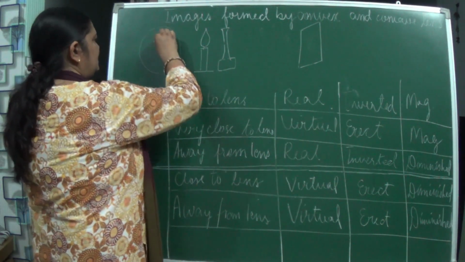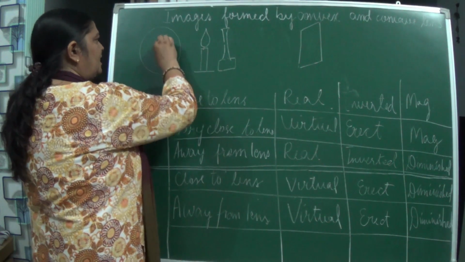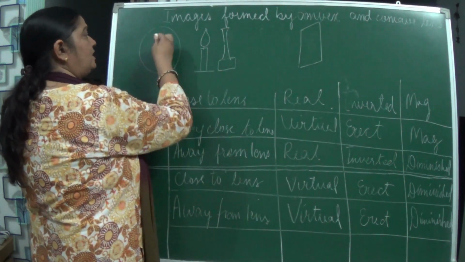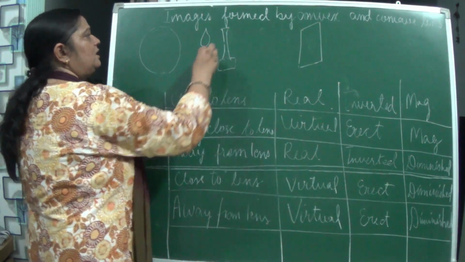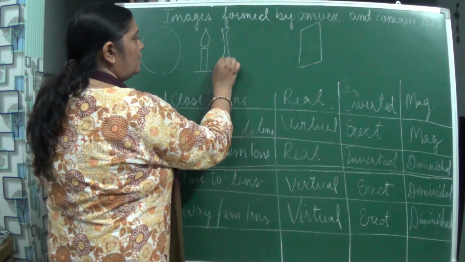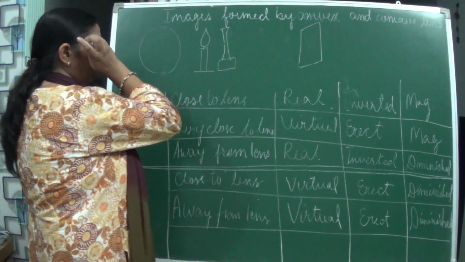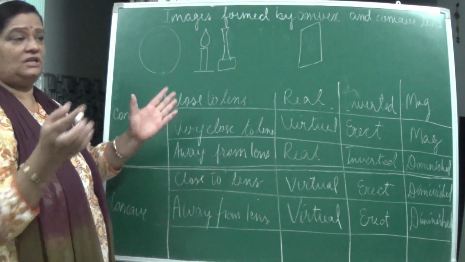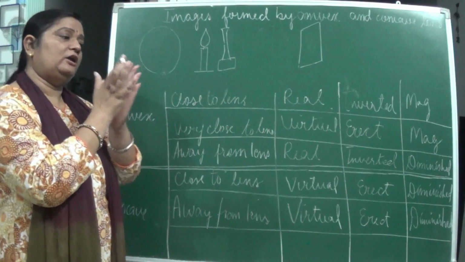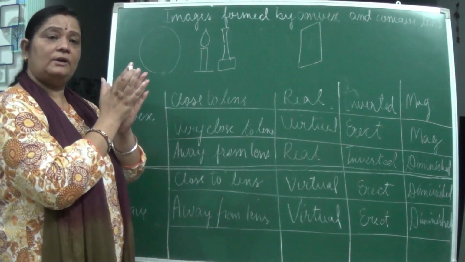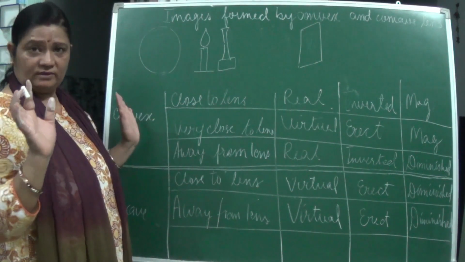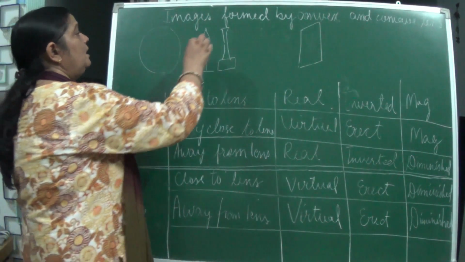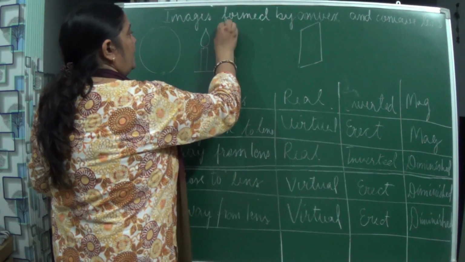What happens in the case of convex? It is thick in the middle, and in the case of concave it is thin in the middle and thick at the sides. Here, just for your understanding, I am drawing the lens in this manner. Otherwise, the lens you see will be circular. If it is thin in the middle, it is a concave lens. If it is thicker at the middle, it is a convex lens.